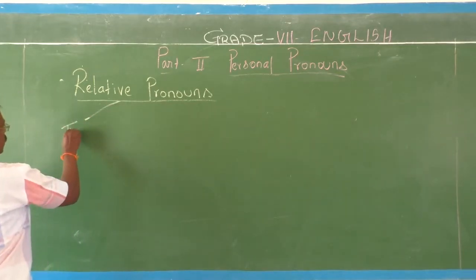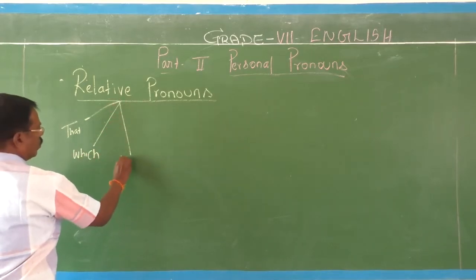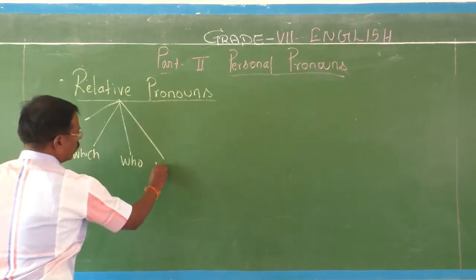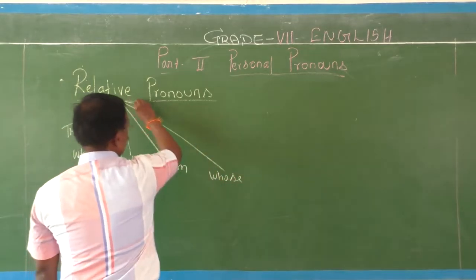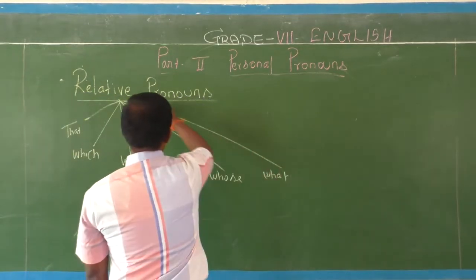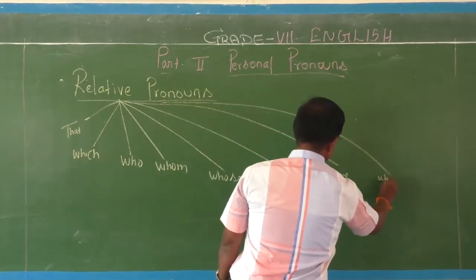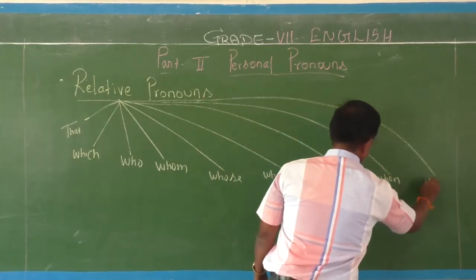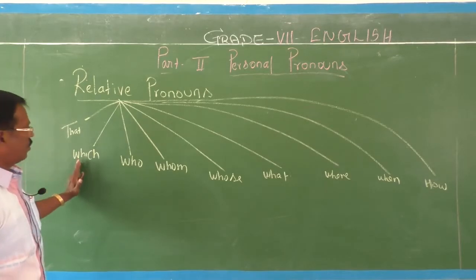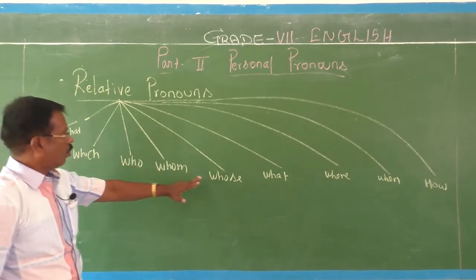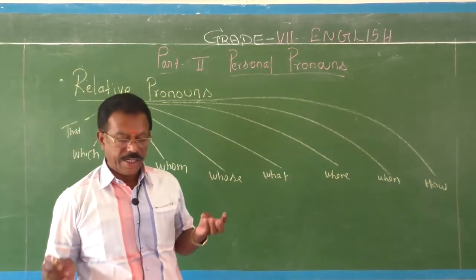The relative pronouns are: that, which, who, whom, whose, what, where, when and how. They are called relative pronouns.